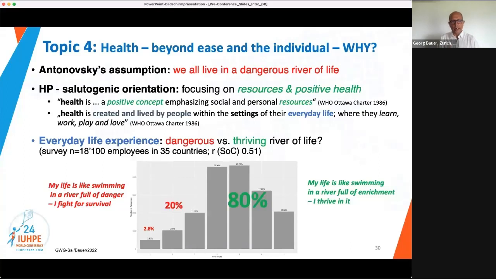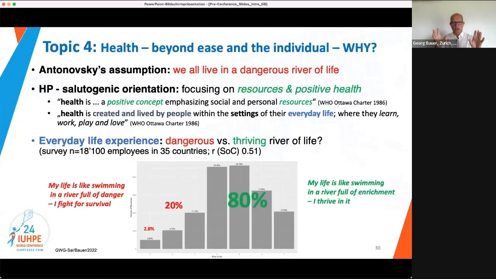And here you see the results across 18,000 people from 35 countries. You see 80% are either in the middle or more towards the right-hand side of this thriving river, and only 20% are at scale values 1 to 3, and only 2.8% are saying I'm fully and only in this dangerous river of life.